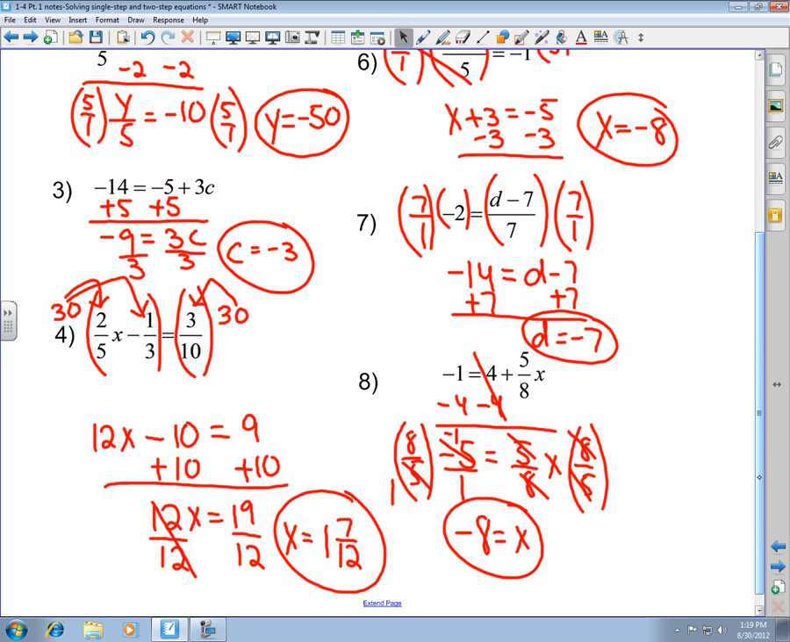And now you know how to solve for both single-step and two-step equations.